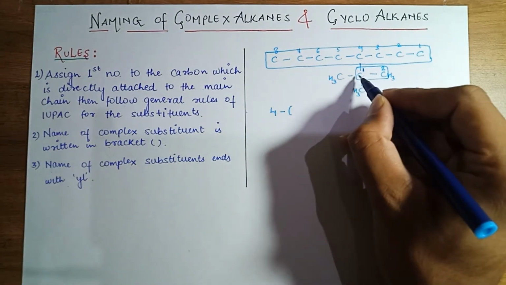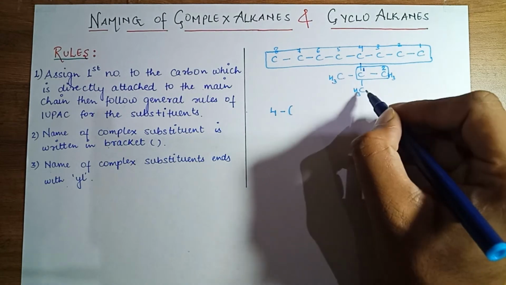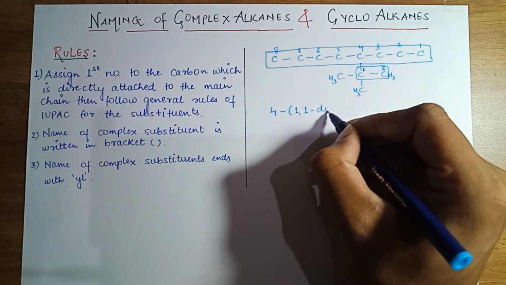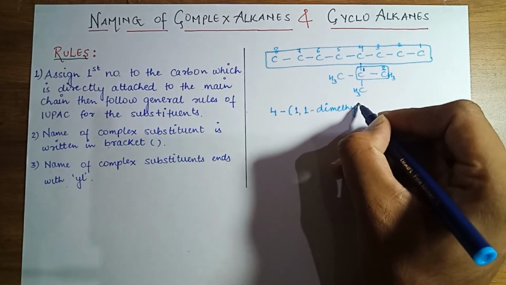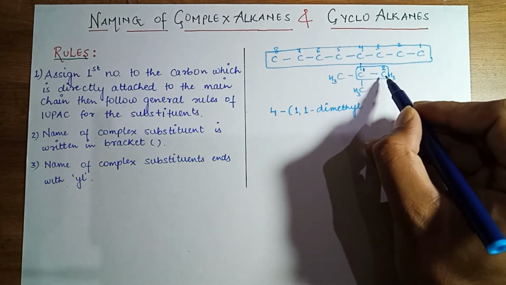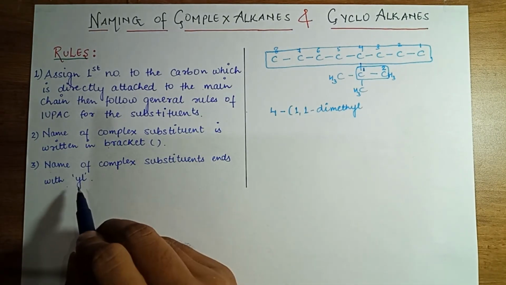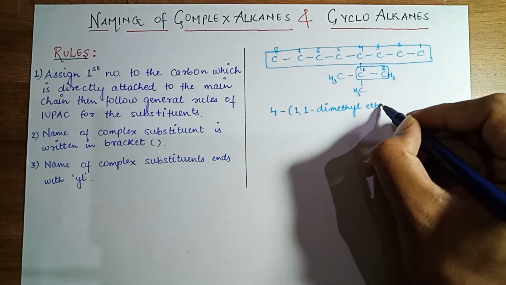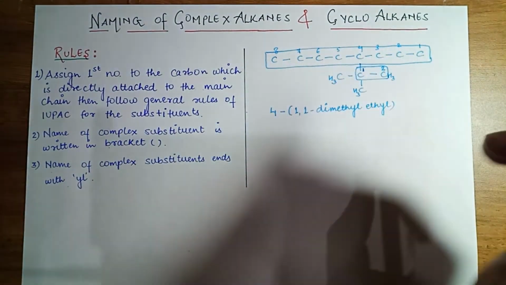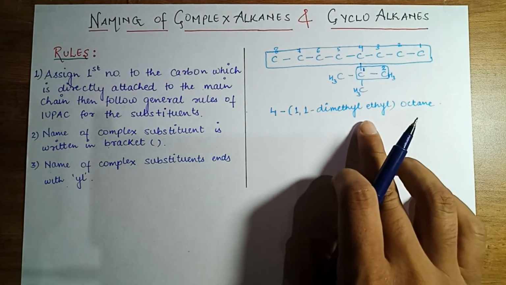1 2, and here we have the branching at the first carbon, that is C1, a methyl group and a methyl group. So we can write 1,1-dimethyl, and the root chain, that is 2 carbons, means ethane. But you don't have to write ethane; the name of a complex substituent ends with "-yl", so ethyl. Ethyl, bracket close, and the parent chain which is the 8 carbon chain, and the name is octane. So this is the IUPAC name of the following compound.